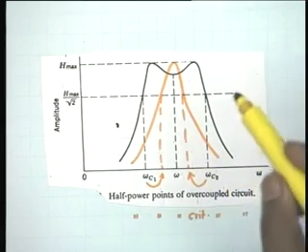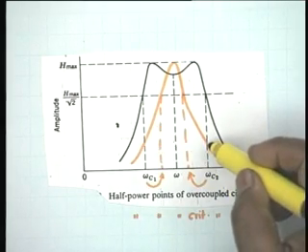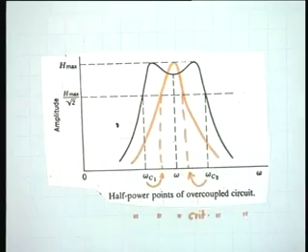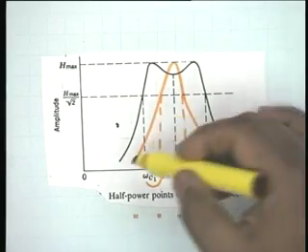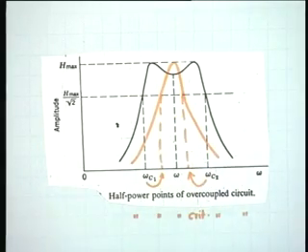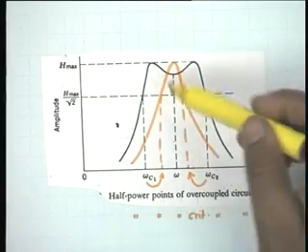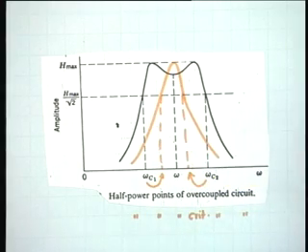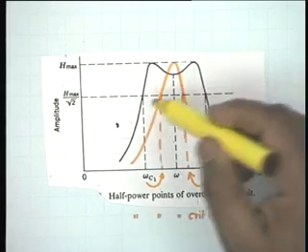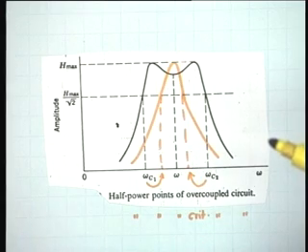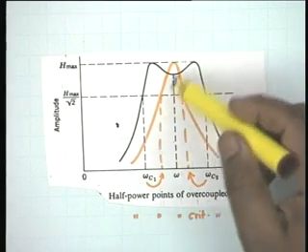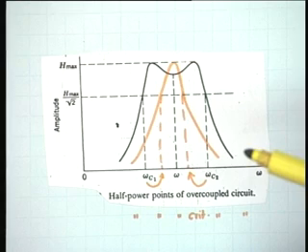Any other question? Look at this now. I have shown two cases. The orange curve is critically coupled, and the black one is the overcoupled case. And in both cases, one can find the half power points omega C1 and omega C2 by a geometric construction. What about this one, where it is critically coupled? Will the geometric construction work? Yes, it will still work.